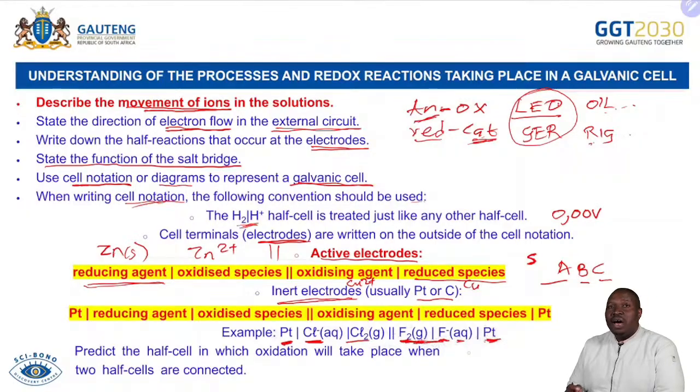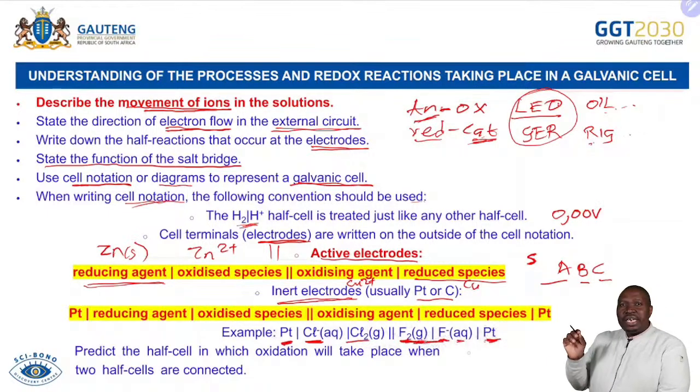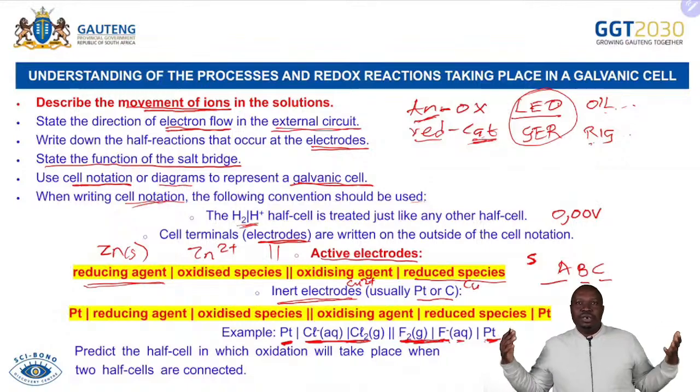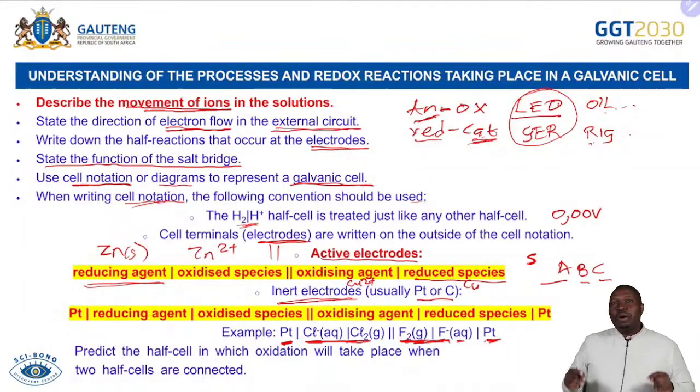So I think now you have the appreciation of the cell notation, and we'll still talk to it as we go further in the lesson. But I felt that I must emphasize this, especially when we are dealing with these inert electrodes, because learners just write Cl minus and Cl2, F2 and F minus without the platinum, and the answer becomes wrong. So I'm emphasizing it so that we move together with that.